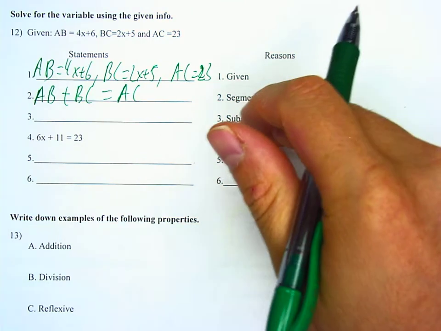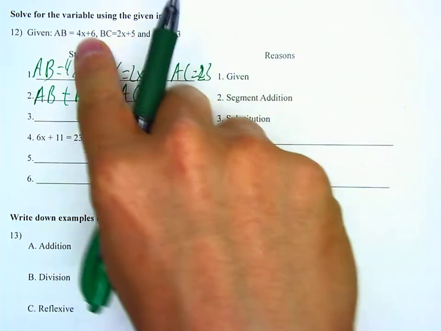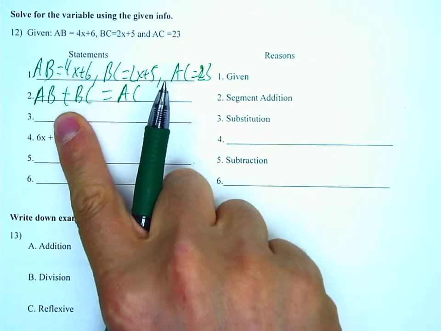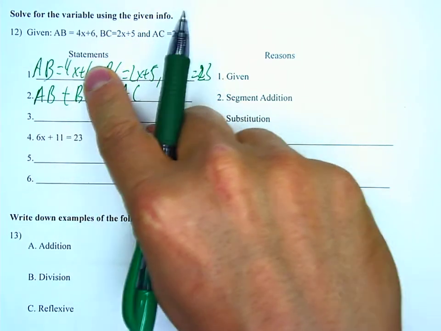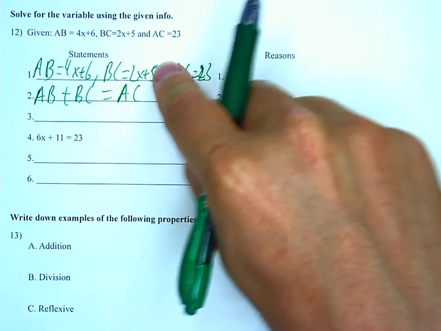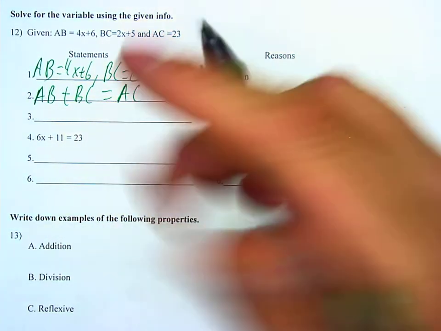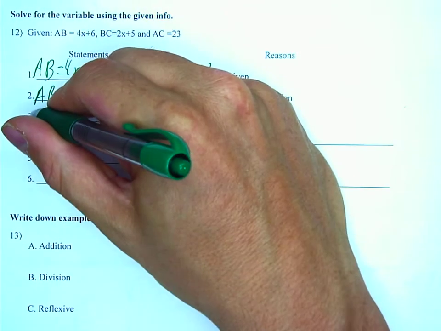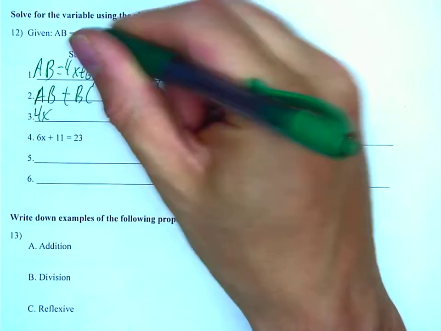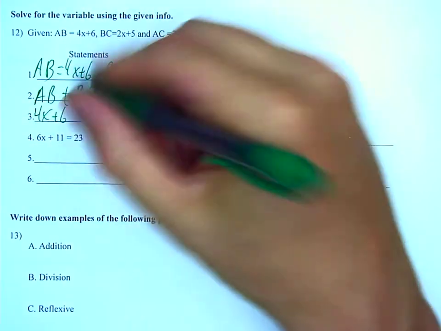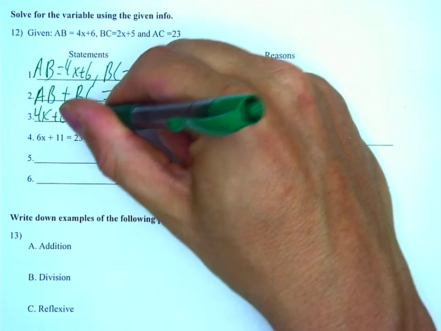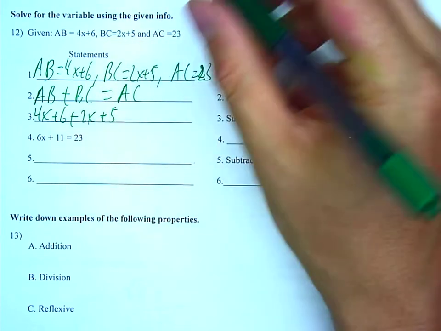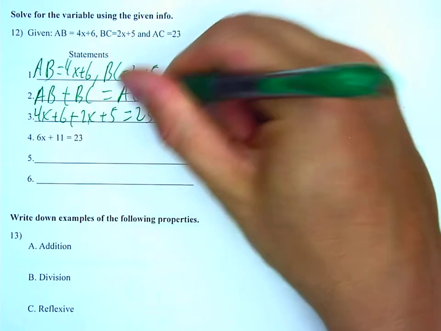The substitution property says we can put the values of x's into AB and BC. So AB gets replaced by 4x plus 6, BC gets replaced by 2x plus 5, and AC gets replaced by 23. So I have here AB, which is 4x plus 6, plus BC, which is 2x plus 5, equals AC, which is 23.